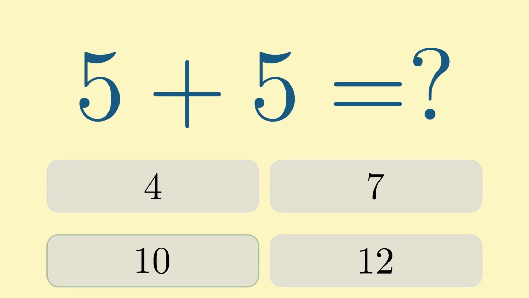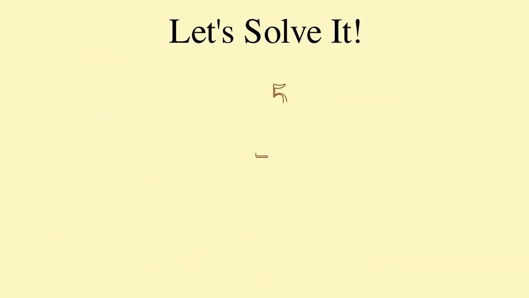Time's up. The correct answer is 10. Now, let's see how we got this answer. When adding 5 and 5, we align them in column format. 5 plus 5 equals 10.